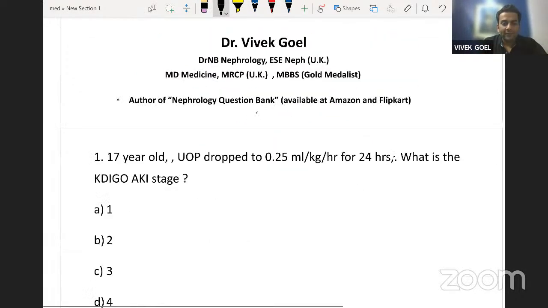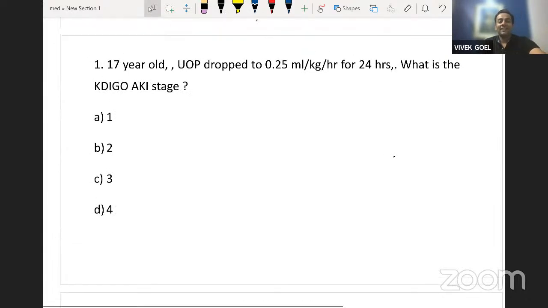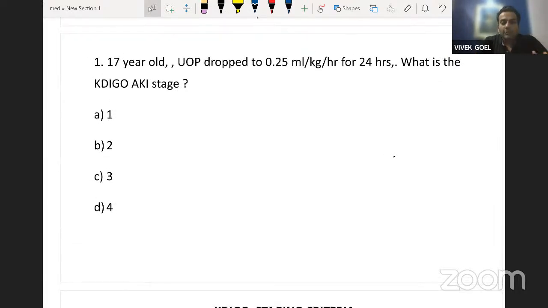With the very first question. The very first question was: a 17-year-old had a clinical condition and his urine output dropped to 0.25 ml per kg per hour for 24 hours. What is the AKI staging? What is the KDIGO AKI staging?